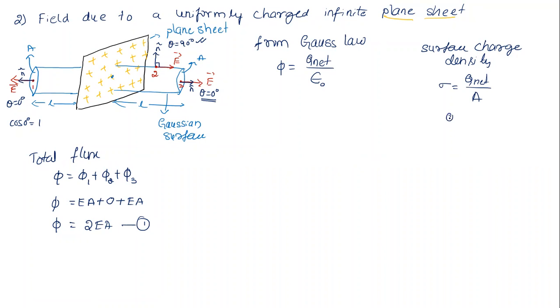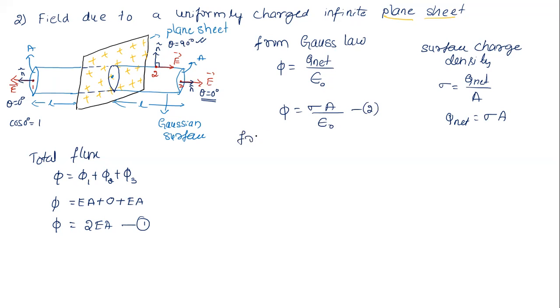Then can I say Q net equal to sigma times A, where A is the area of the surface charge? This area, because only that much area is considered for the calculation. Yes or no? That's the reason. So I'm going to replace here now. It is sigma times A divided by epsilon naught. Let's say equation number 2.